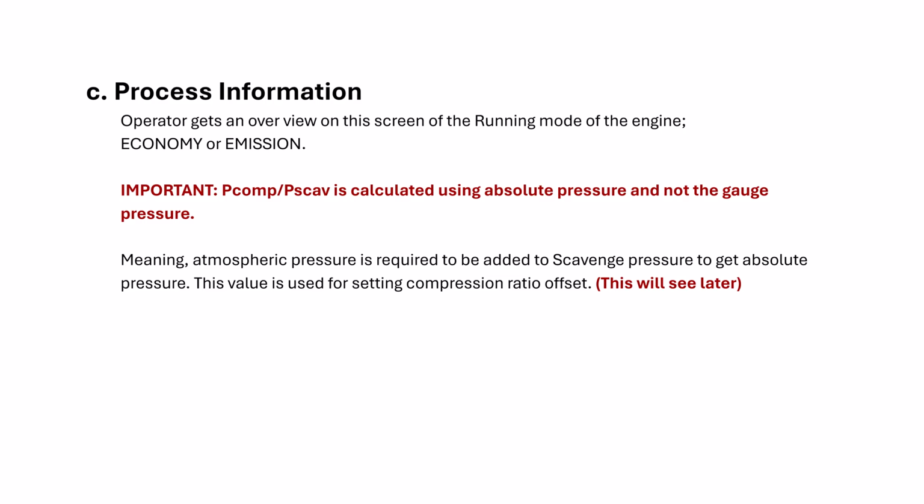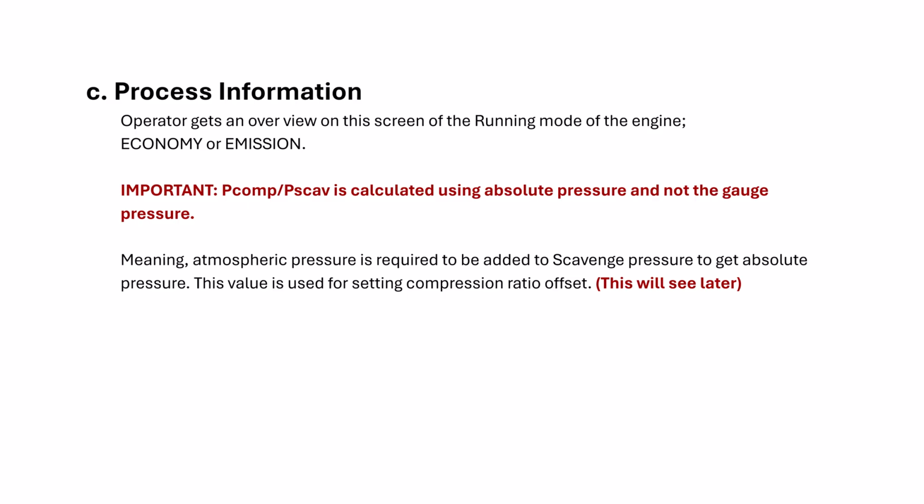Process information. Operator gets an overview on the screen of the running mode of the engine, economy or emission. Here you can change economy mode or emission mode. P comp by P scavenge is calculated using absolute pressure, not the gauge pressure. Remember this. Meaning atmospheric pressure is required to be added to the scavenge pressure to get absolute pressure. This value is used for setting compression ratio offset. We'll see a little later.